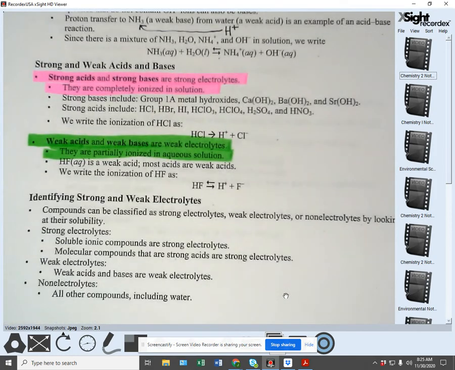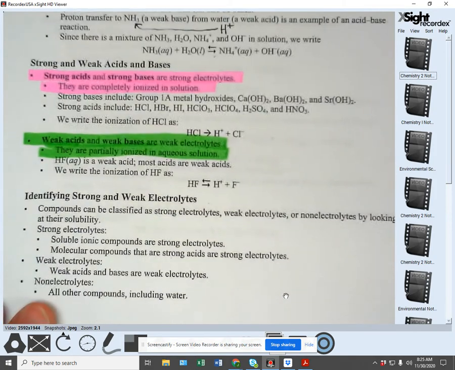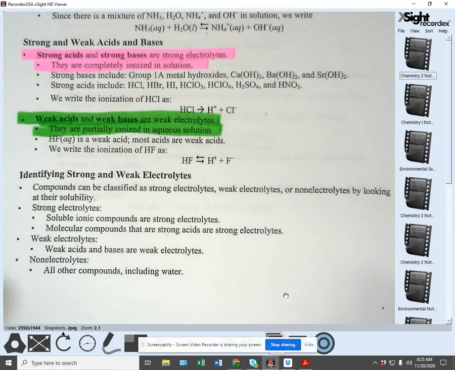Next section. Identifying strong and weak electrolytes. Compounds can be classified as strong electrolytes, weak electrolytes, or non-electrolytes.